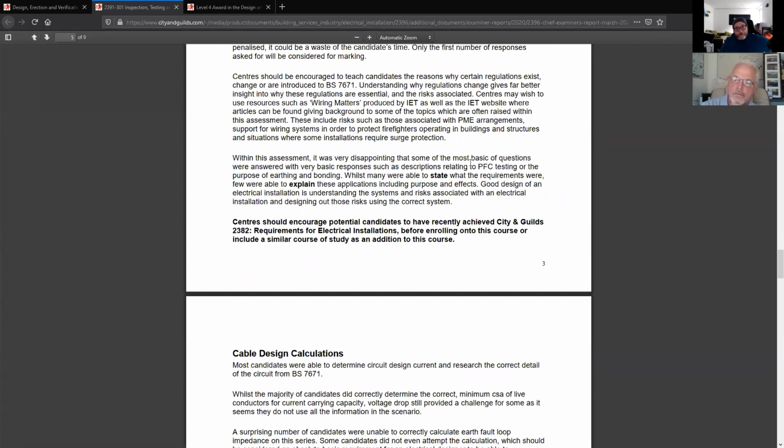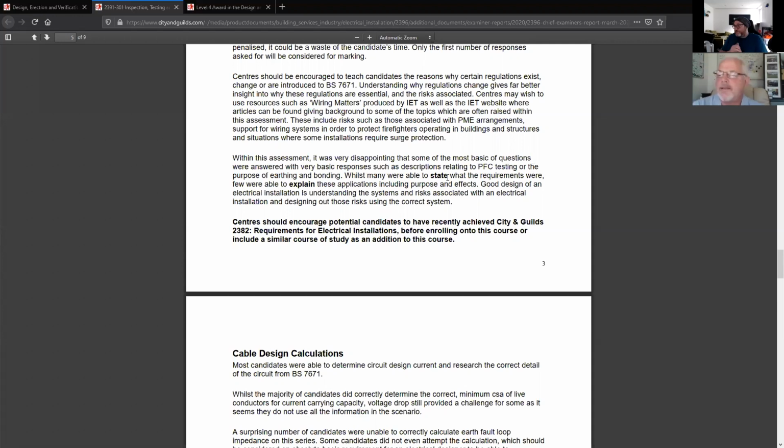So again, PFC testing, we've been talking about it a lot in our recent webinars. If you understand what the PFC testing is doing, you'd be doing PFC testing at the end of final circuits, because you're understanding the information that you're getting and you're then reflecting it in your design. So it says here, instead of stating, you should be able to explain these applications.